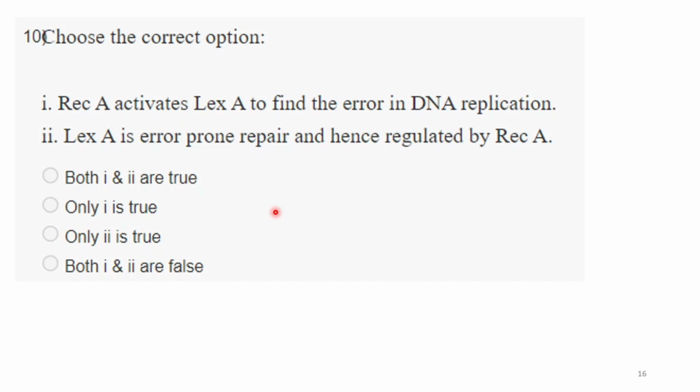So moving on to the next question. Choose the correct option. Rec A activates Lex A to find the error in DNA replication, and Lex A is error prone repair and hence regulated by Rec A. Which one do you think is true?